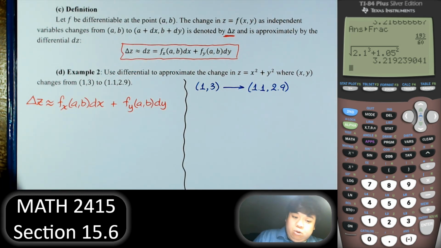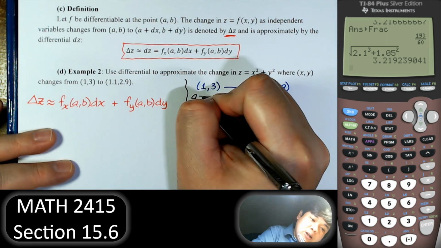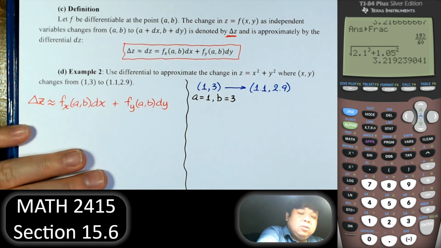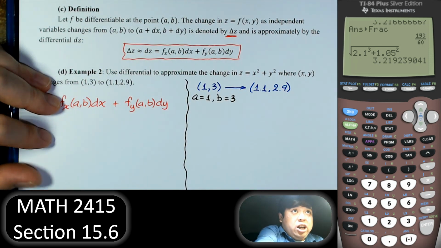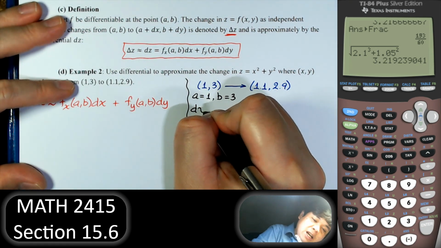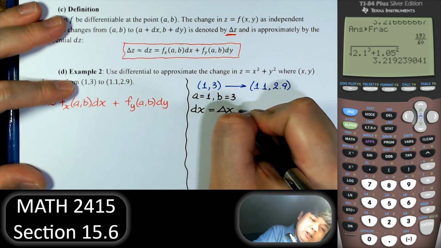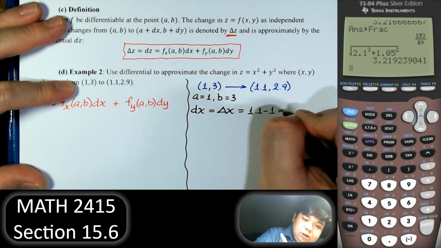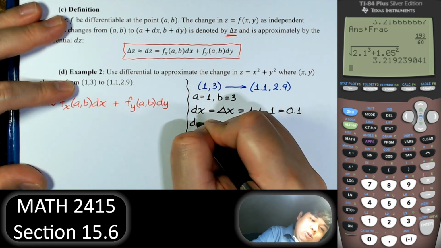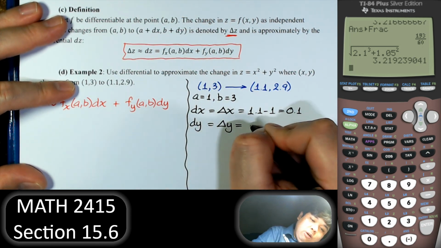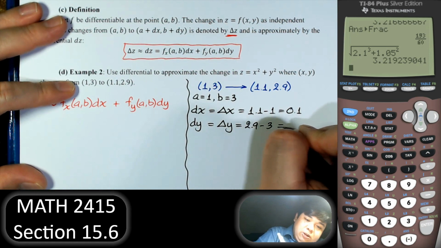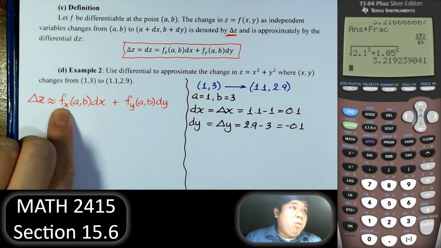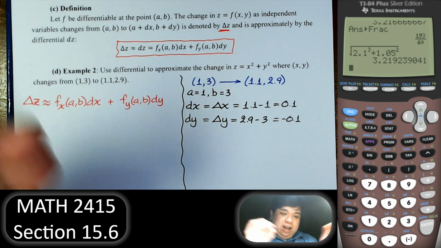So the initial values are going to be a and b. So a is 1 and b is 3. Those are the initial values. And then the changes, delta x, final minus initial, and delta y, final minus initial. So you have dx and dy. Now we just need to find the partial derivative with respect to x and with respect to y, and we have it.